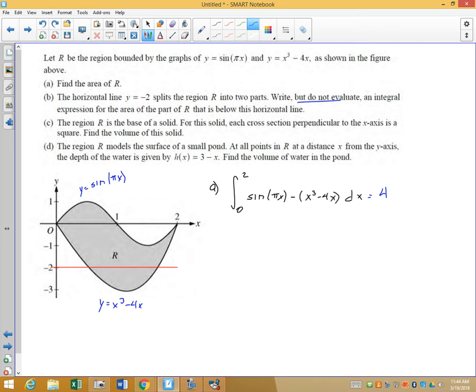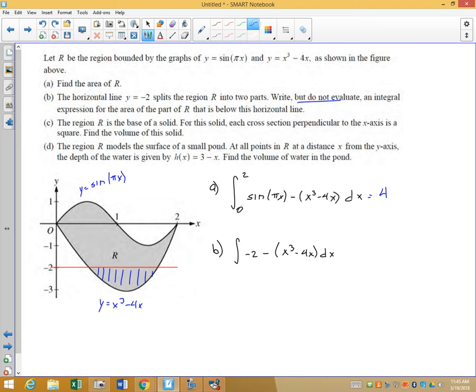We want to find an expression for the area of R below the horizontal line. So I need to find this region. How would I find that area? It's definitely going to be an integral. I can do most of it right now. It's going to be a top minus bottom, and the top is y equals -2 minus the bottom, which is x cubed minus 4x. Right? That's probably 1 point. What would the second point be for?